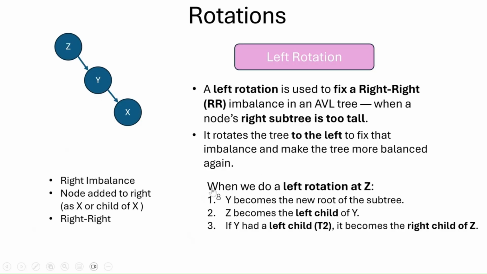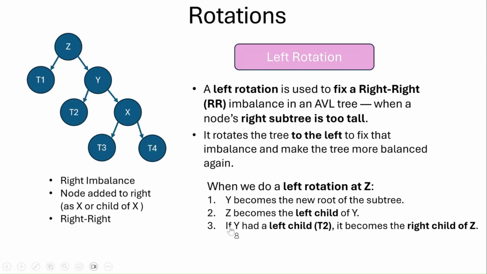Now, what are the steps when we do the left rotation at Z? Y becomes the new root of the subtree, similar to right rotation. But now Z becomes the left child of Y, because Y is greater here, right? If you move Y here, where will Z go? Z should go onto the left side because Z is less than Y. That's why Z becomes the left child of Y.